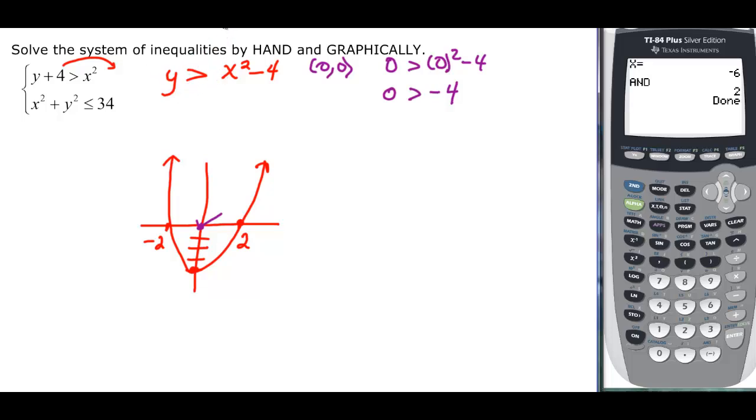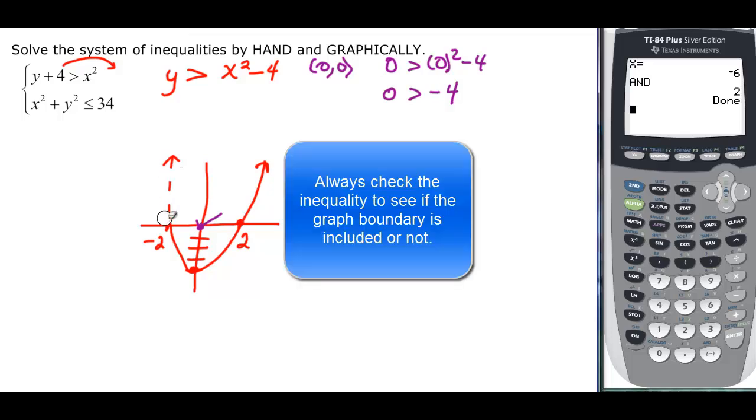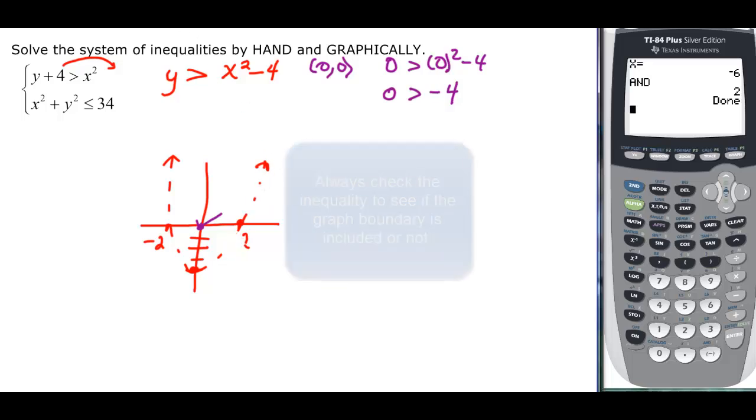But you'll notice my inequality is greater than. It's not greater than or equal to. So I need to come in here and get my little eraser, and I need to make this a dotted graph. The boundary is the parabola, but I can't include the parabola. So I'm going to shade everything that's inside that parabola, but not including the parabola. So I'm done with that first inequality.